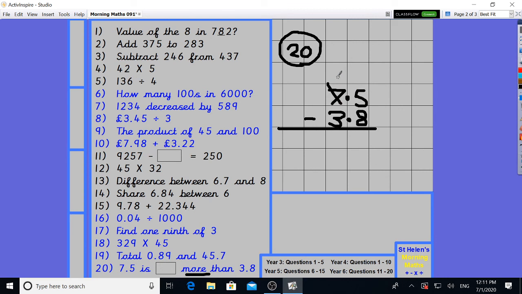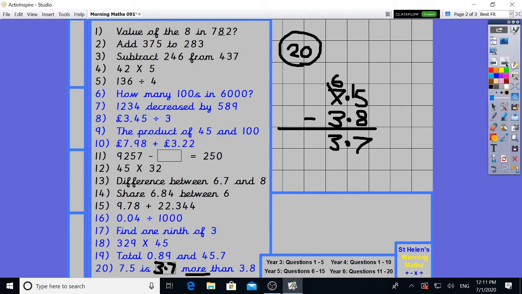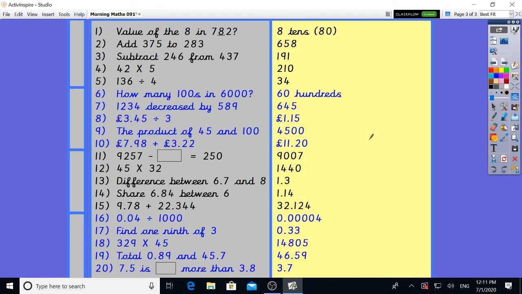So with the minus, I do the borrowing. 15 take away 8, 7, and it's 3.7. But do see if that makes sense, which it does. 7.5 is 3.7 more than 3.8. Yes, it is more than 3.8. It's 3.7 more than it. Time for the answers. 3.7 and all of the rest of them.